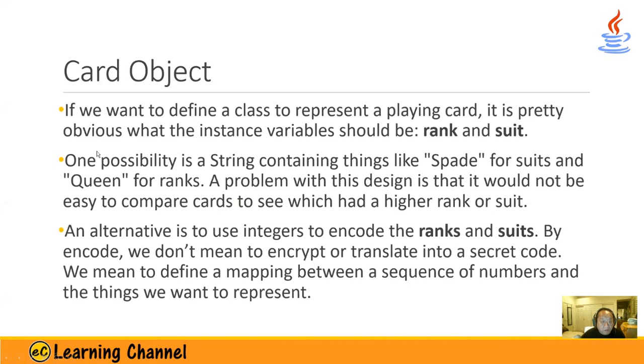So let's talk about poker cards. Each card can be one object. If we want to define a class to represent a playing card, it is pretty obvious that the instance variables should be two variables: one is rank, one is suit.